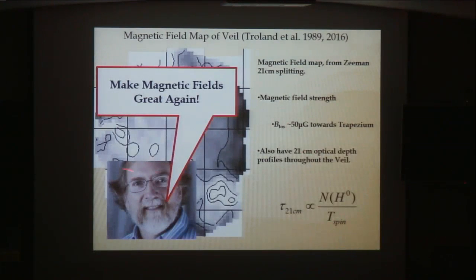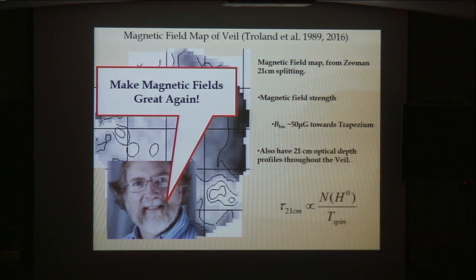I do want to point out towards the exact sight line of the trapezium cluster, the line of sight magnetic field is about 50 microgauss. Now, since we can observe H1 21 centimeter in absorption, we can come up with optical depth profiles for the veil. So we can see some velocity profiles I'll show you here in a second.